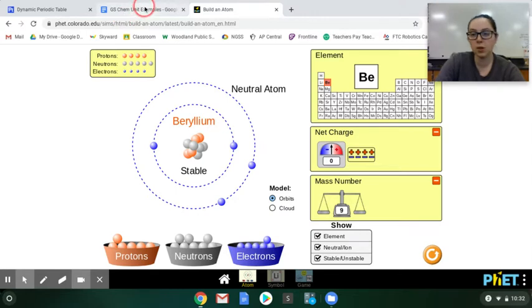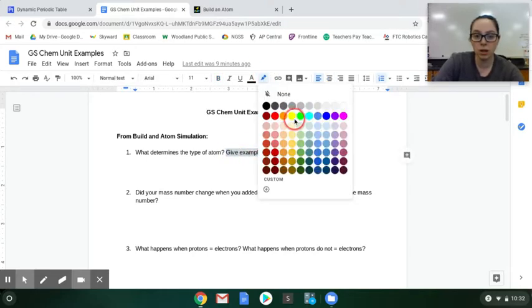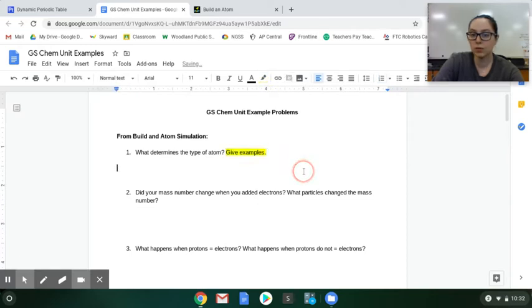So here are some of the questions that were commonly missed in the build an atom simulation that I wanted to go over and check with you guys. So let's go back here. What determines the type of the atom? Give examples. I don't know how many of you forgot to give examples. Every time I say give examples, that means you've got to tell me something.